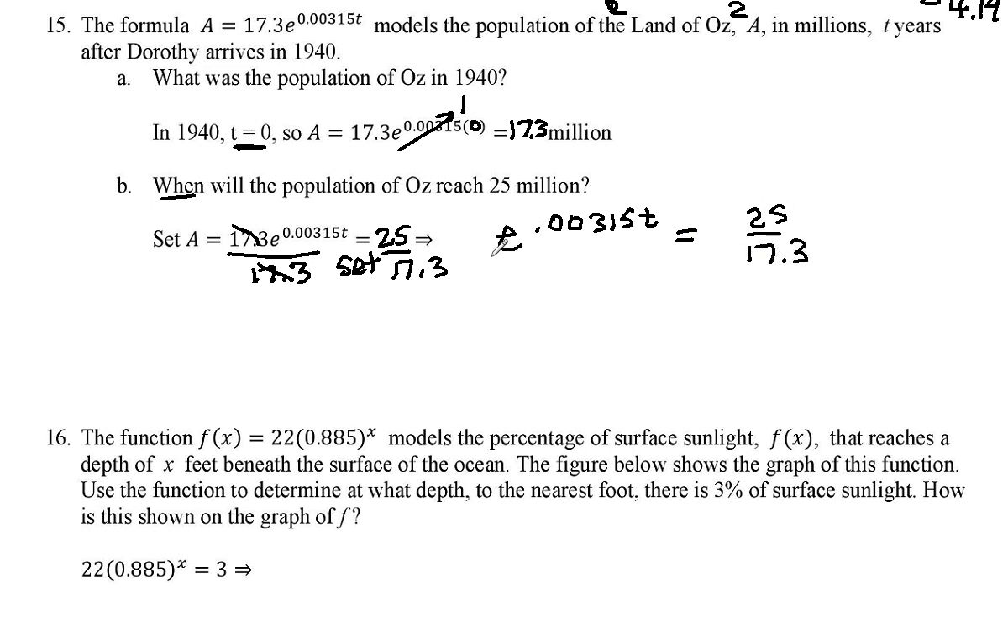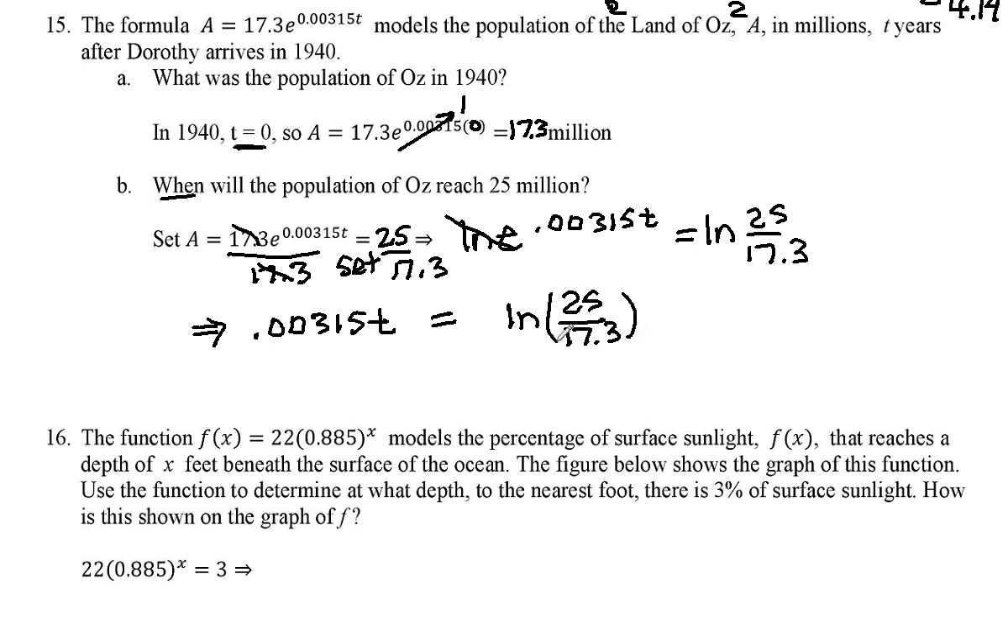And then we want to undo an exponential. So we're going to do a log on both sides. So natural log on the left, natural log on the right. These guys cancel because they're inverses. So we now have on the left-hand side just 0.00315t. And on the right-hand side, we've got the natural log of 25 over 17.3. Probably need some parentheses here for a calculator.